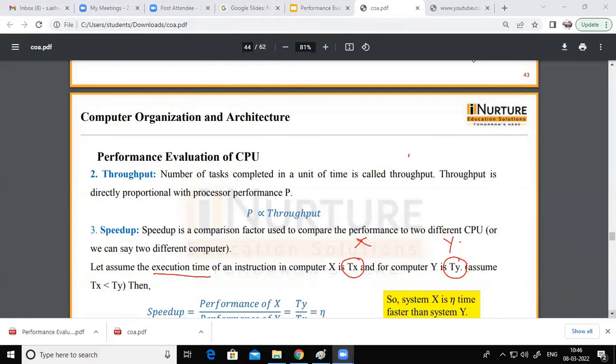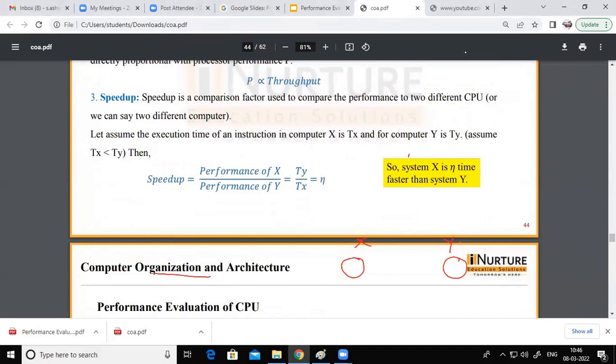Now, when we talk about speedup, it is nothing but performance of X upon performance of Y. We know that performance is inversely proportional to the execution time, so it will be in the denominator. Yesterday we saw this. So performance of X is 1 upon Tx, divided by 1 upon Ty. If we do this cross multiplication, it is nothing but Ty by Tx. Let us suppose that it is eta. So this is the speedup factor.